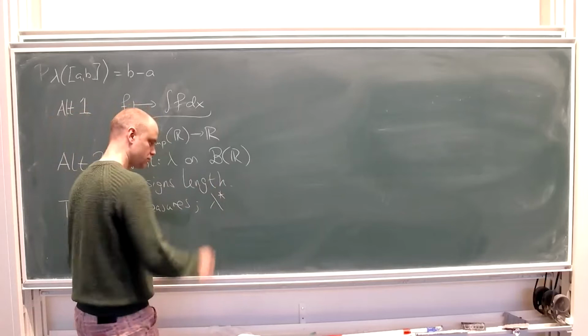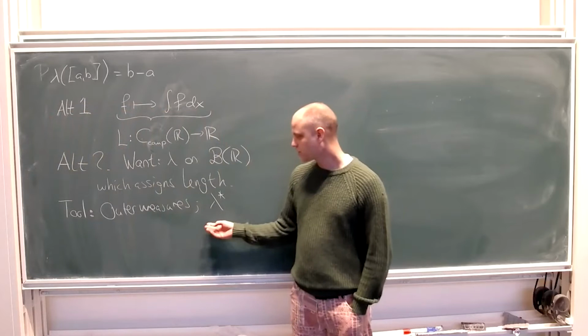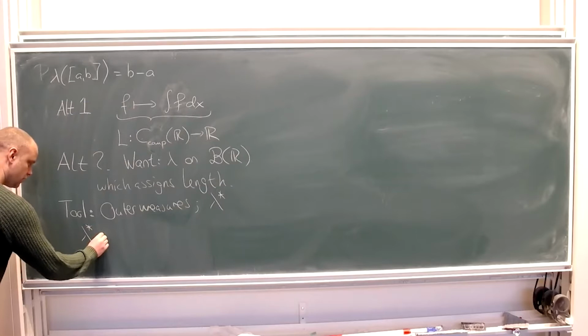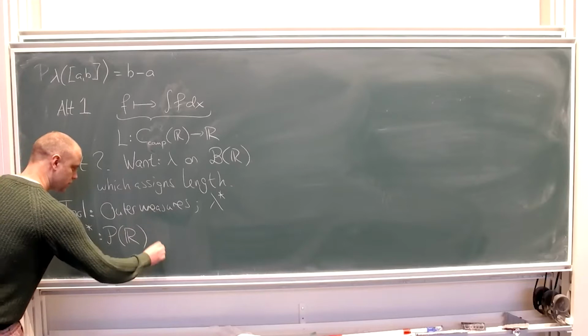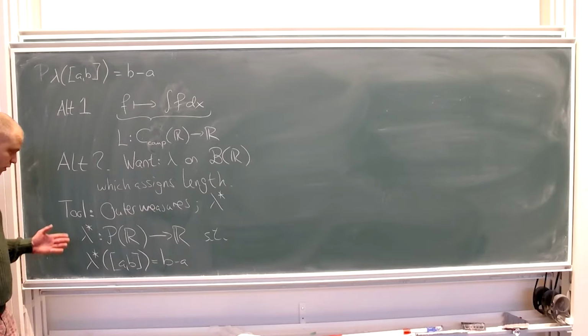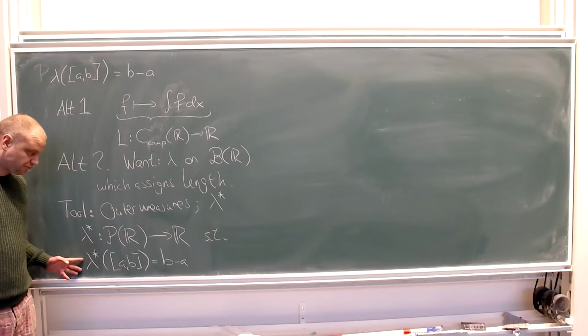So the path goes through something called outer measures. We're going to start by constructing something called lambda star, and lambda star is going to act on the power set of R. We're going to construct what we call an outer measure on the power set, such that it assigns length to intervals.